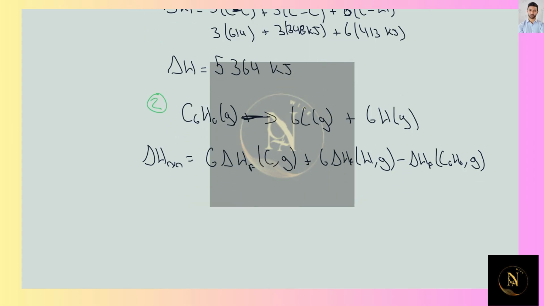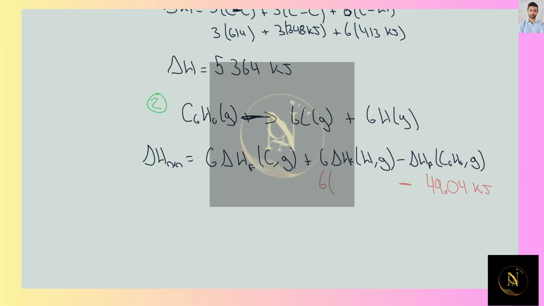Now, the values that I'm going to be employing are from Overby and Chang, from Appendix 2. So you can replace the values with the ones that are given to you in your book or the table that your professor provided to you. In the case for benzene, the enthalpy of formation is 49.04 kilojoules.